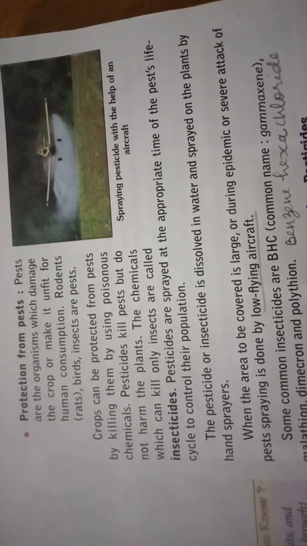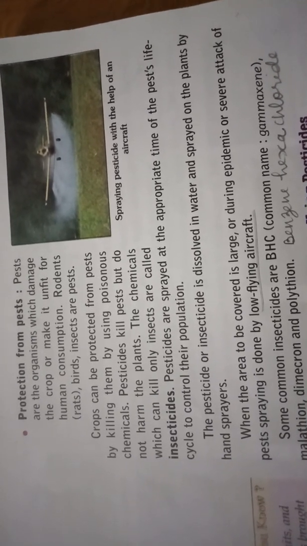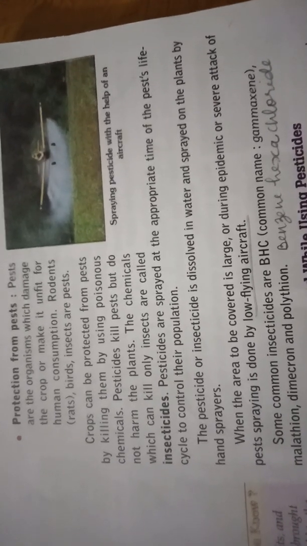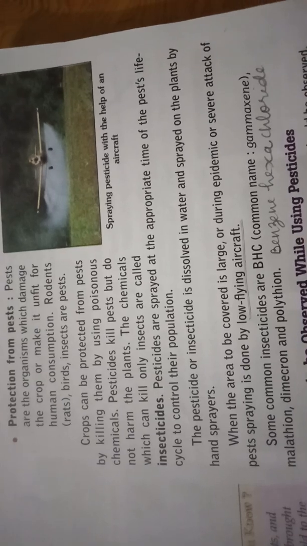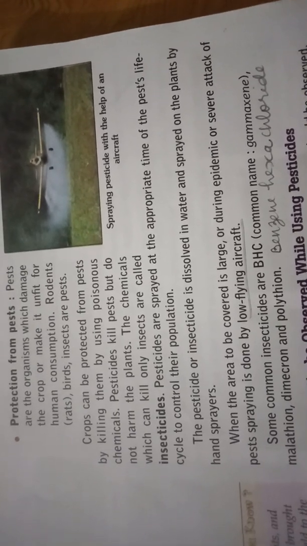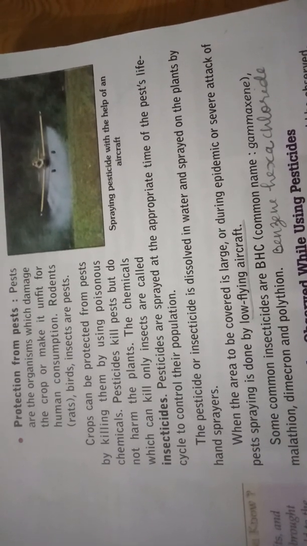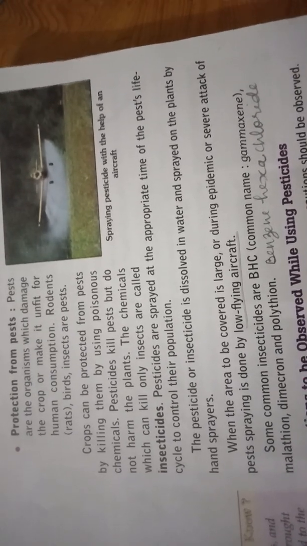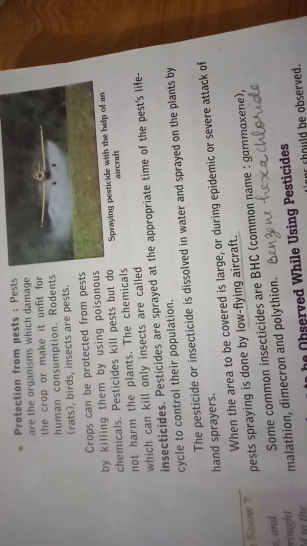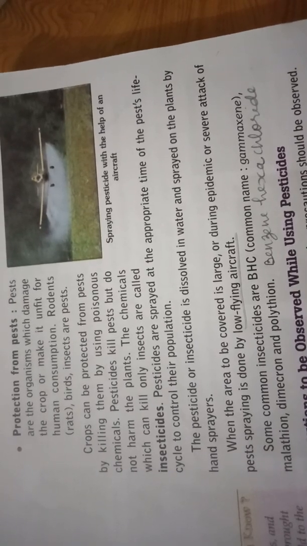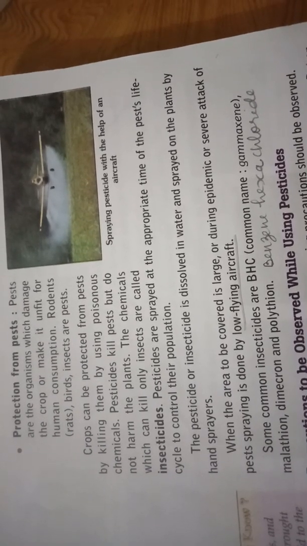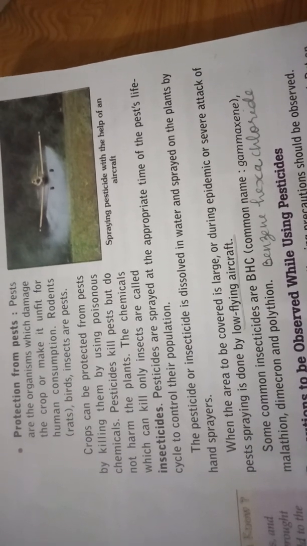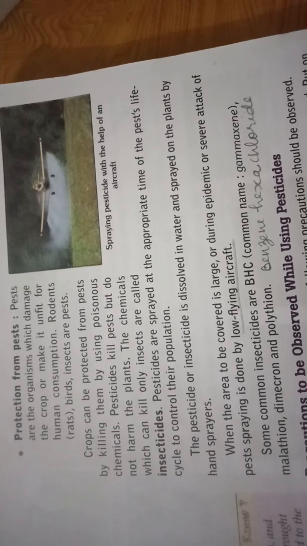So the crops can be protected from pests by killing them using poisonous chemicals, and these chemicals are known as insecticides or pesticides. So pesticides kill the pest but they do not harm the plants. Okay, they only act on the pest, but they do not cause any harm to the plant. So the chemicals which can kill only insects are known as insecticides, and the chemicals which kill the pest are known as pesticides.